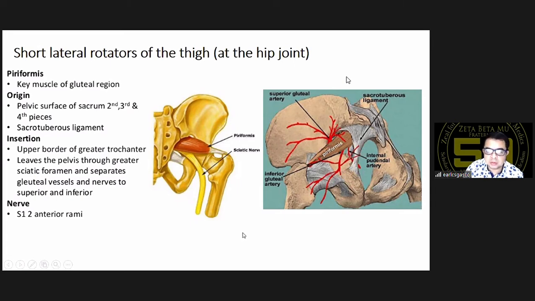It is innervated by your S1 and S2 anterior rami, piriformis muscle. Again, it acts as a lateral rotator of the thigh at the hip joint.